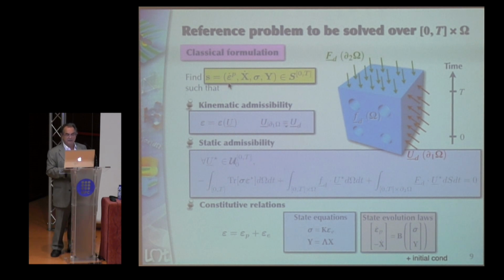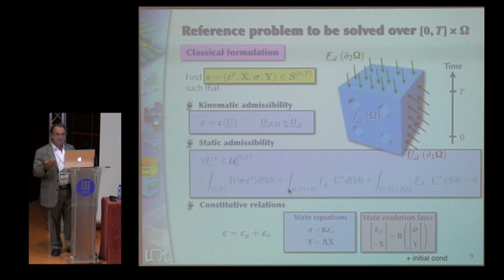So here you have the inelastic strain rate, the rate of additional internal variable, could be hardening variable, damage variable, chemical variable, why not? Sigma is the stress, Y is associated with X. X and Y have the same dimension. So here you have the kinematic admissibility, the prescribed displacement on the part of the boundary, the strain related to U underline, and here the equilibrium equation, prescribed body force, prescribed traction.